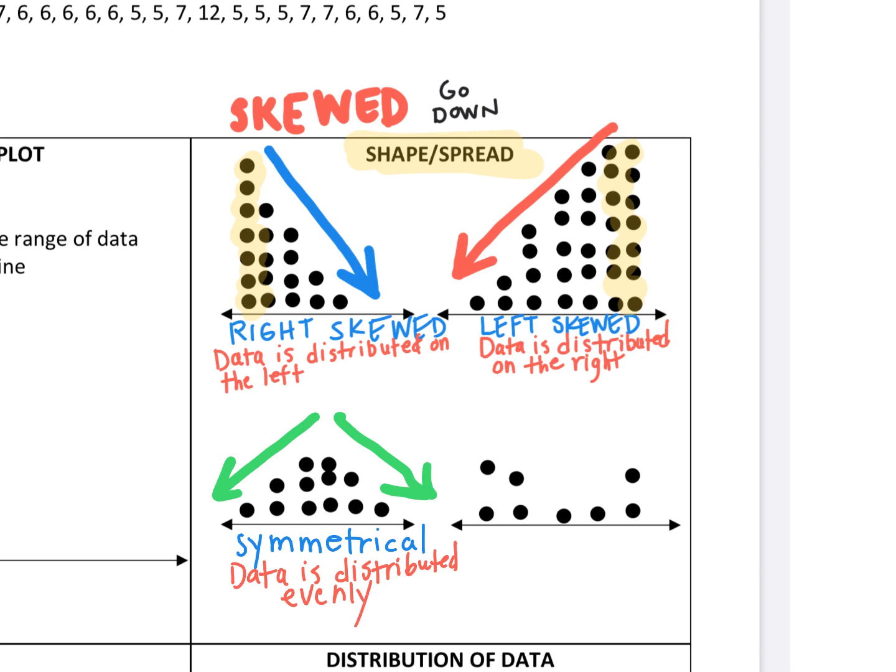And this last one, it's kind of all over the place, and that's rightfully so. When it's all over the place and you don't see any kind of pattern, this is what we call no shape or spread. There's nothing in particular that gives us a shape or a spread. So we're going to say the data is not distributed evenly.